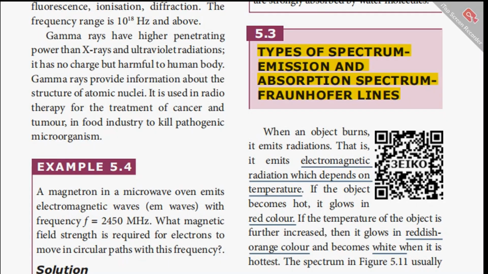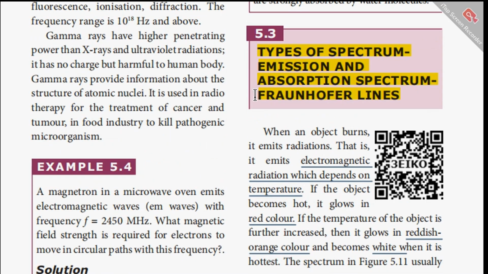Dear students, in this video we are going to study about the types of spectrum, emission and absorption spectrum, and also about Fraunhofer lines.